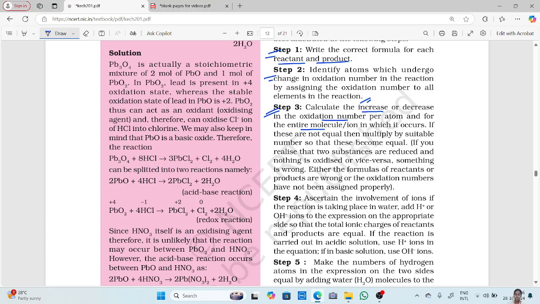If there is oxidation, there should be a reduction taking place. But if there is oxidation and reduction, and the oxidation number varies, then it is okay. You can multiply it with a suitable number to make them equal.